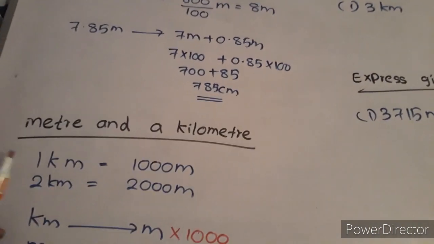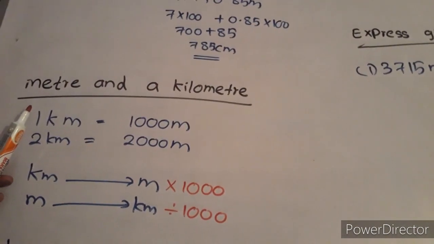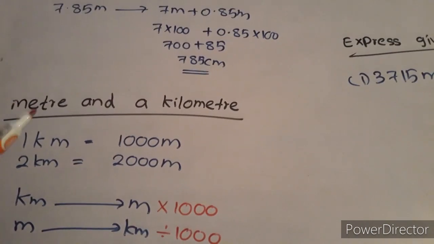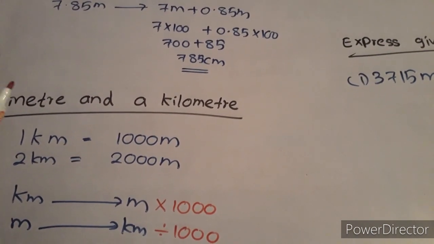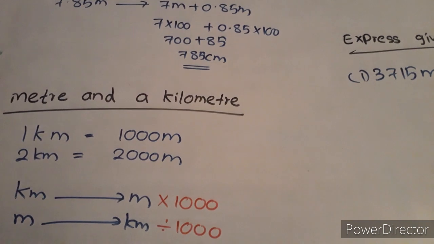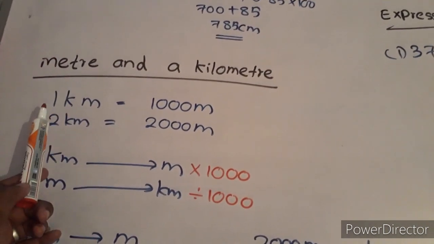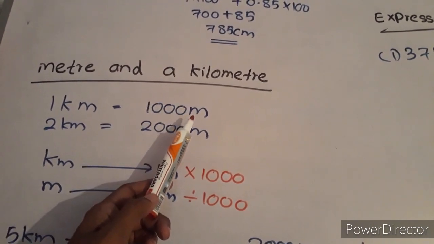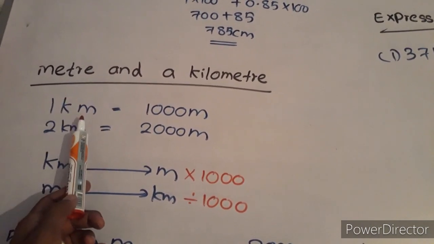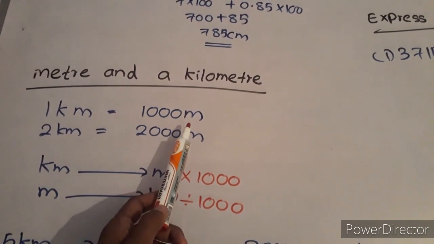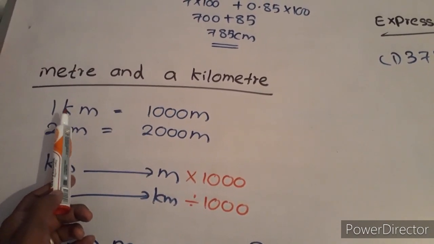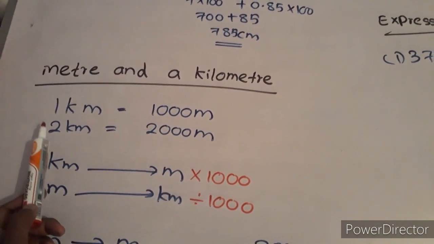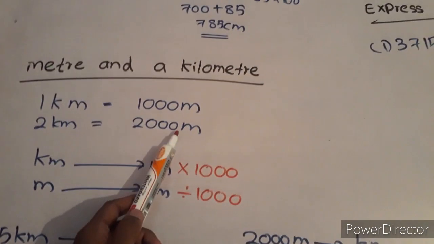Okay. Now we'll see what is the relationship between meter and the kilometer. Okay. 1 kilometer is equal to 1000 meters. How much? 1 kilometer is equal to 1000 meters. So if 1 kilometer is equal to 1000 meters, then 2 kilometers equal to 2000 meters.